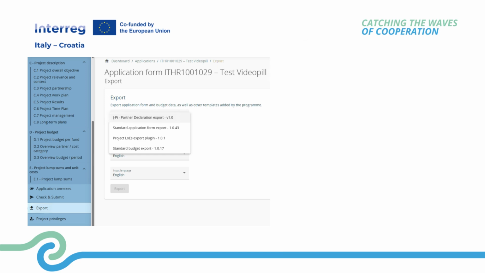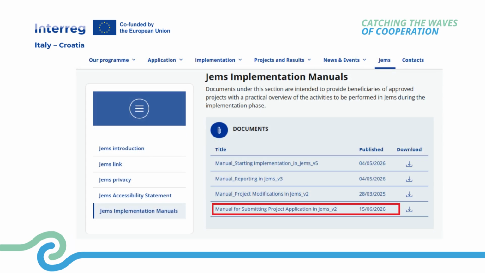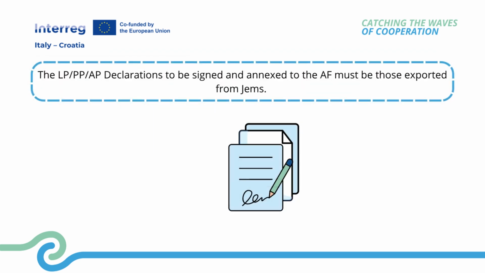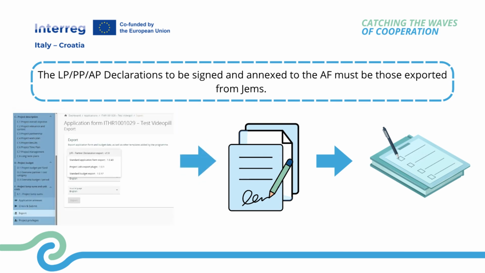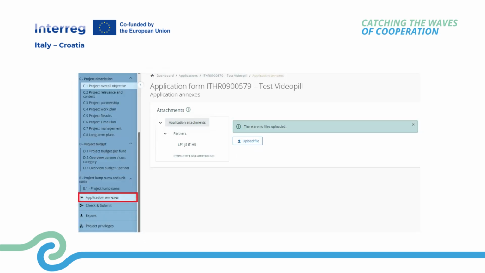For the minimum set of data required for extraction of declarations, please consult the manual for submitting project application in Jems, specifically page 34. LP, PP, or AP declarations to be signed and annexed to the AF must be those exported from Jems. Do not use the LP, PP, or AP declaration templates from the application package, which are included for information purposes only. Application Annexes section can also be found beneath all of the sections of the application form in Jems, just above the previously shown Check and Submit section.